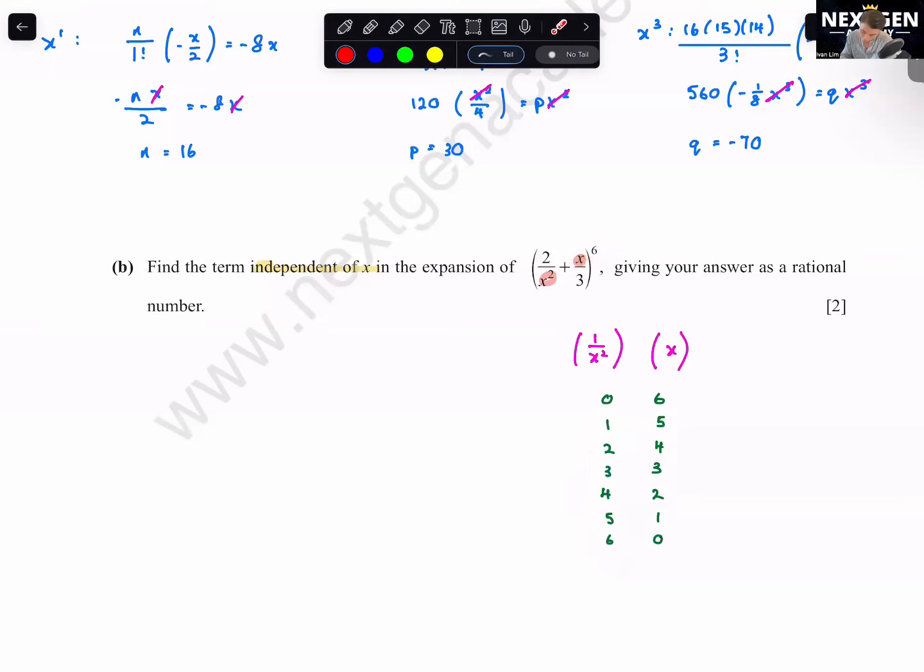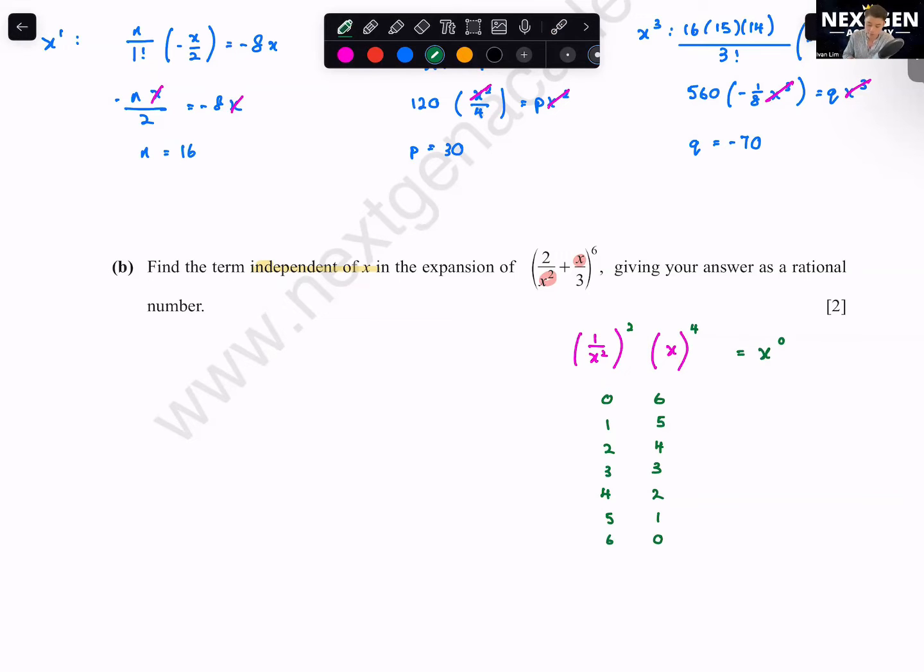Okay, so which one do we want to select? This is the way how to think. This x squared is bigger, right? So that means I need a smaller power here. Okay, 2 and 4. So we try 2 and 4. This one will get 1 over x power 4. This one will get x power 4. So your goal is you want to get x power 0.